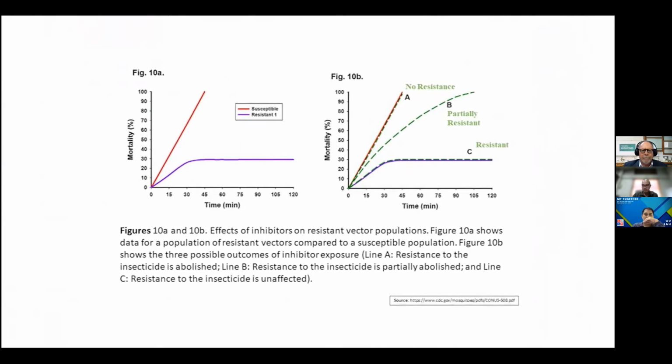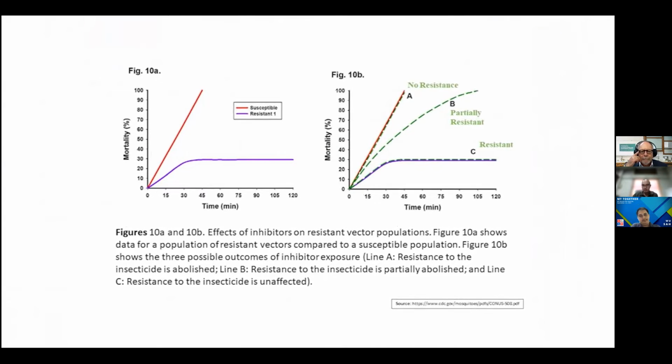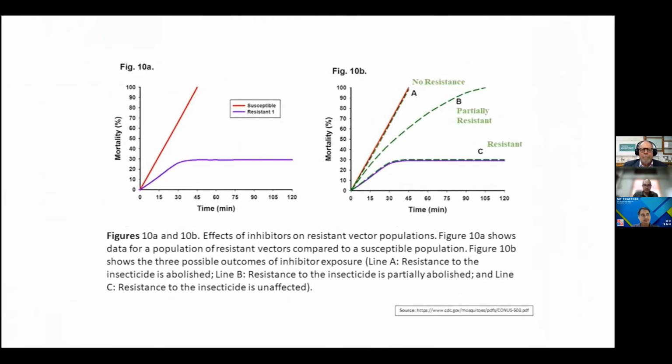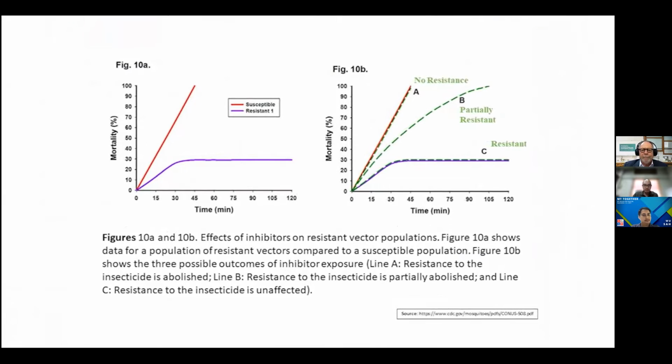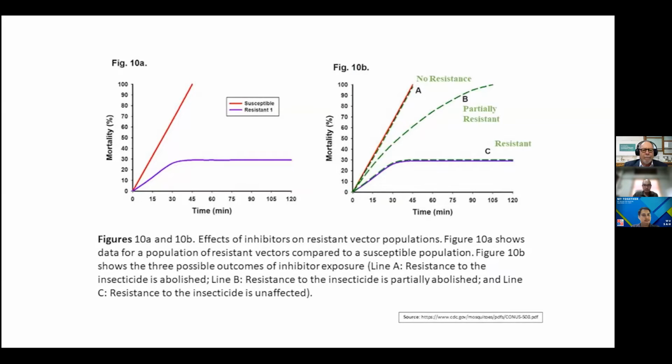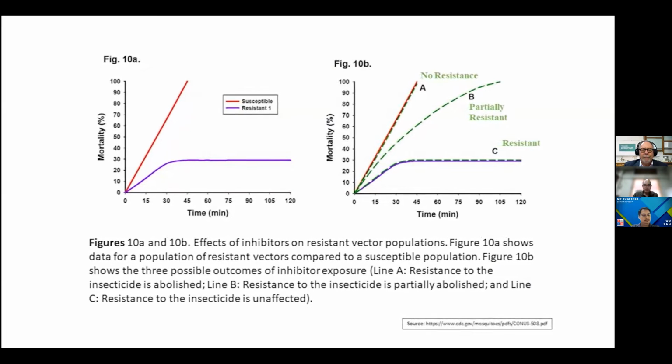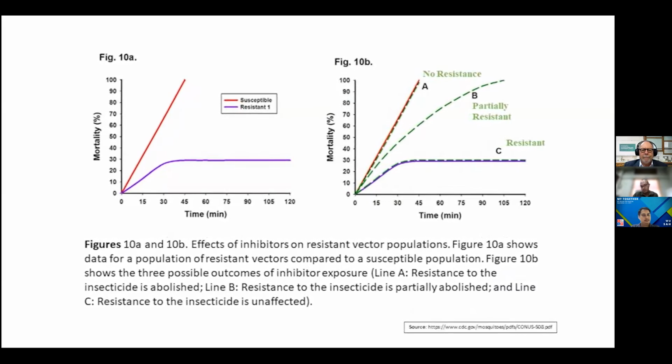You will have received an Excel spreadsheet with your CDC bottle kit, and this spreadsheet will automatically plot a time mortality curve as you insert your data. Assess your results to determine if resistance is absent, partially present, or fully present.